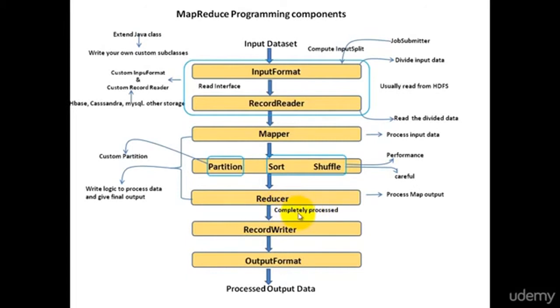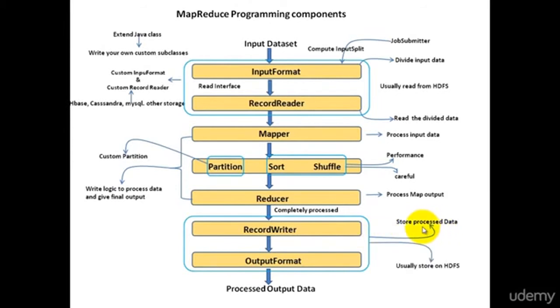After the reduce phase, your data is completely processed. Finally, you need to store the processed data. This is where record writer and output format comes into picture. As input format and record reader is used to read the input data, record writer and output format is used to store the processed data. Usually processed data is stored in HDFS.